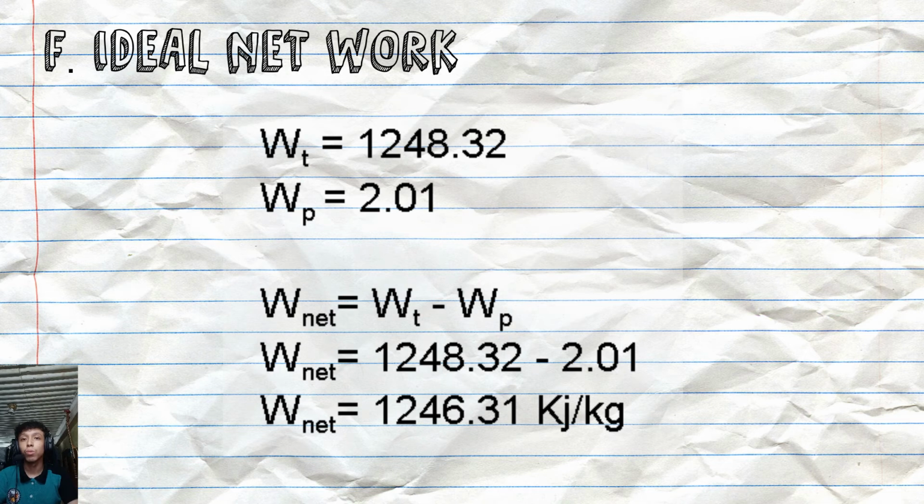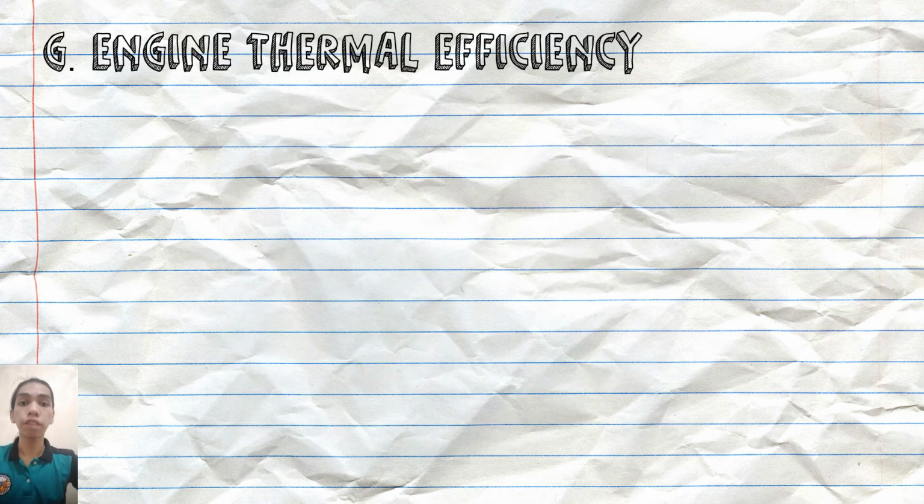For the ideal network, the givens are the turbine work is equal to 1248.32, the pump work is equal to 2.01. The formula is the network is equal to the turbine work minus the pump work. By substituting the values, the solution is 1248.32 minus 2.01. So, the ideal network is equal to 1246.31 kilojoules per kilogram.